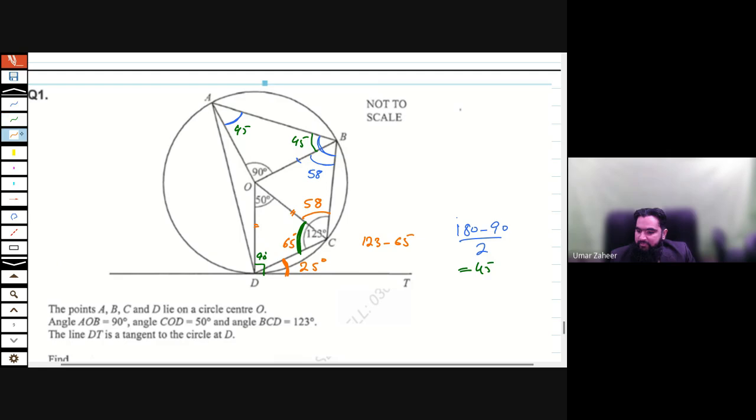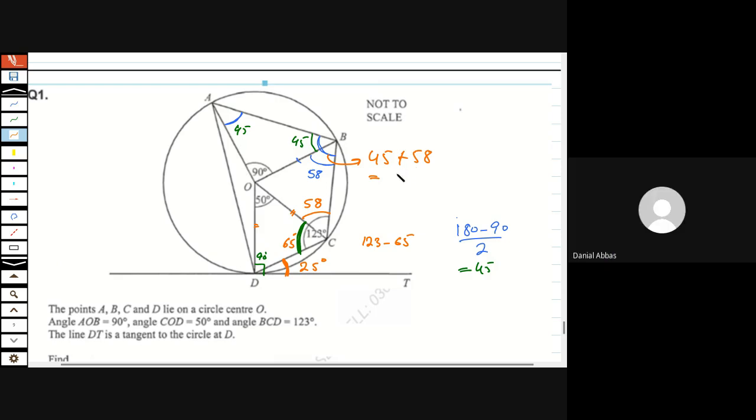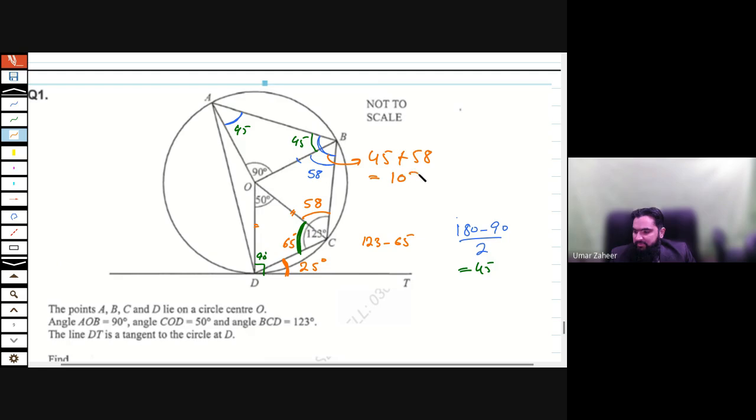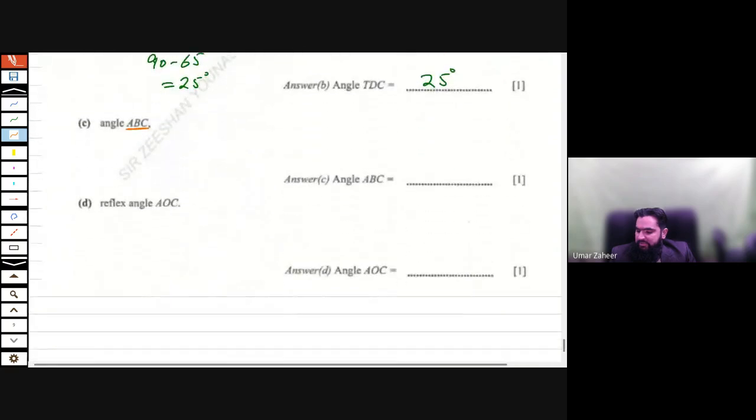All right, now we have to find the bigger angle. So that will be 45 plus 58. Yes, the final answer is 103 degrees, right? Yes, Ariba, Daniel, it is clear. This is 103. It is the correct answer. Yes, sir. All right, so 103.